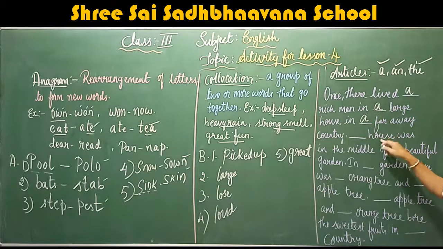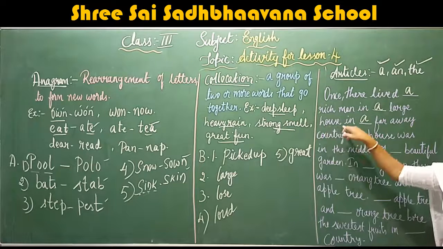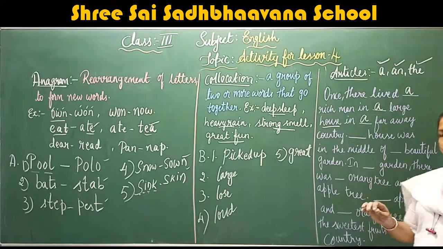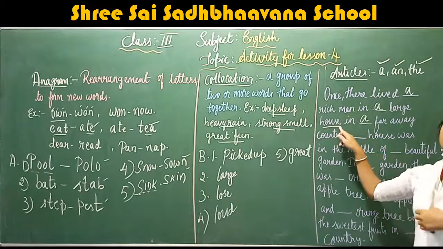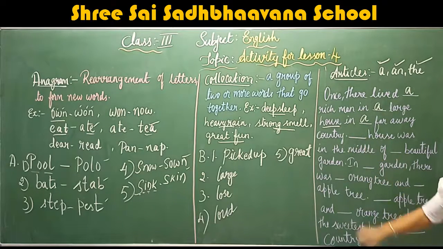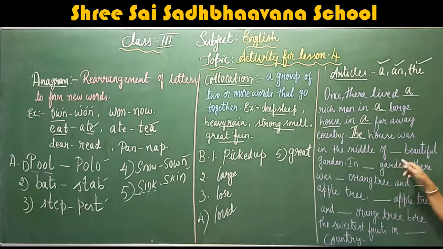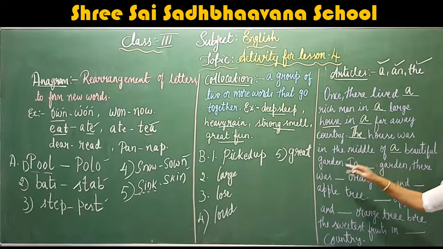Here, next, the dash house was in the middle. Here already we have used the noun. Here already they have given the noun house. So here what should the article be? As I told earlier, the article the is used when the noun is repeated again. So which article do we have to use? The. The house was in the middle of dash beautiful garden. Here beautiful garden is used for the first time. So we have to use a: in the middle of a beautiful garden.